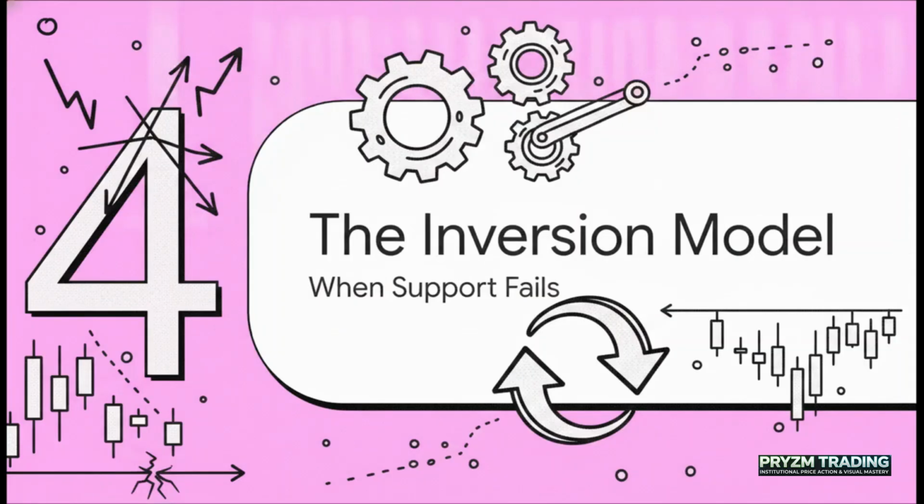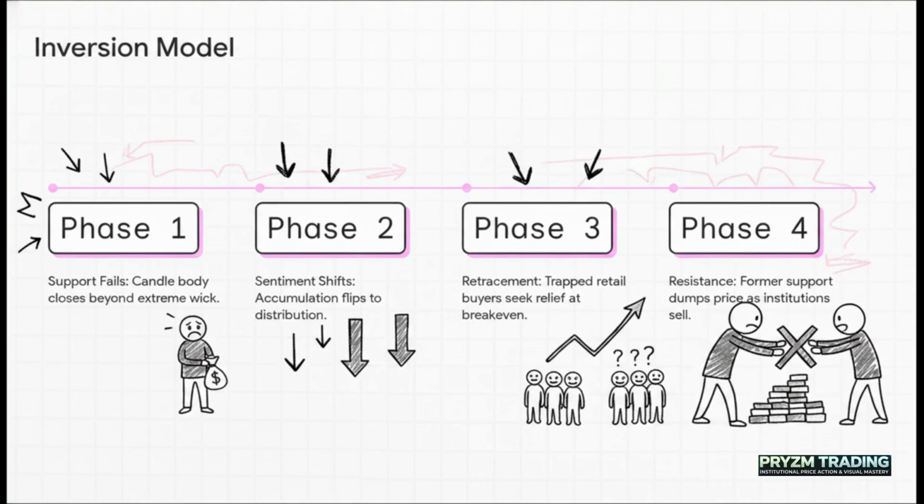Which brings us to Section 4, the inversion model. Let's be real for a second. Markets are probabilistic. Not every single order block is going to work out. And when support fails, what do retail traders do? They panic. They average down, they pull their stops, and they just pray. Institutions literally feed on this vulnerability. The second an order block fails, which means a candle body closes firmly beyond that extreme wick, sentiment flips instantly from accumulation to distribution.